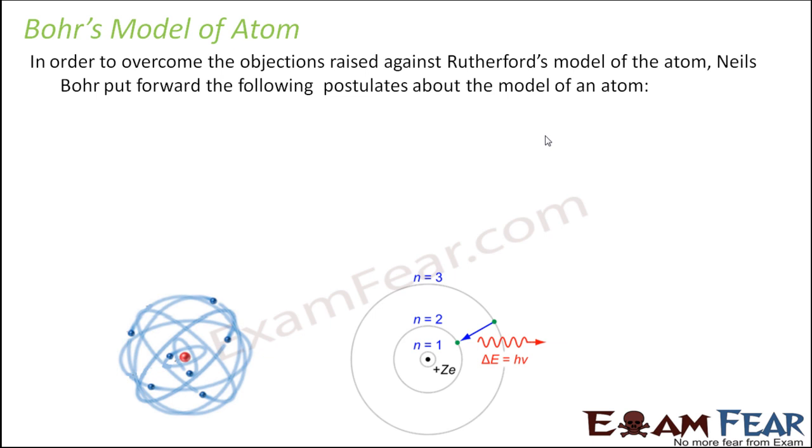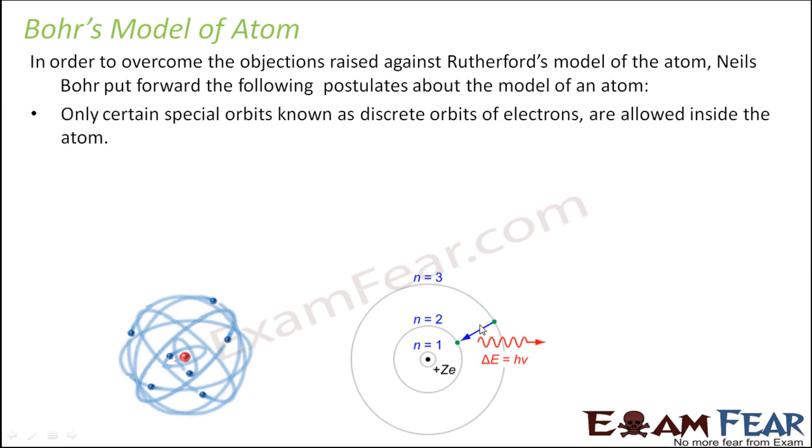As per the Rutherford model, this is the nucleus and these were electrons, just moving around here and there in any fashion. So it was expected that the electron will lose energy and fall down. To overcome that, what Bohr did was give two postulates for this.